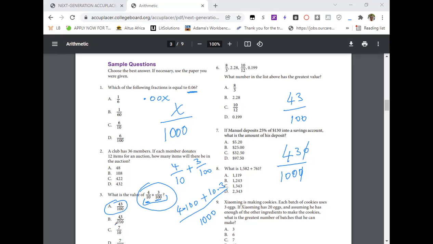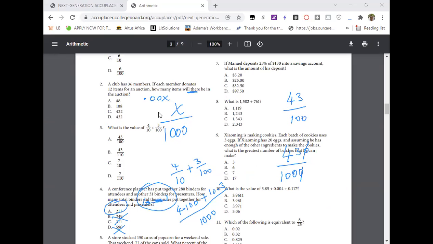So B, you see they did addition, that's false. C, it is 10. It has to be higher than 10 because we have 100 here. And then the last one is also false because it has 110. That's it. Moving on.